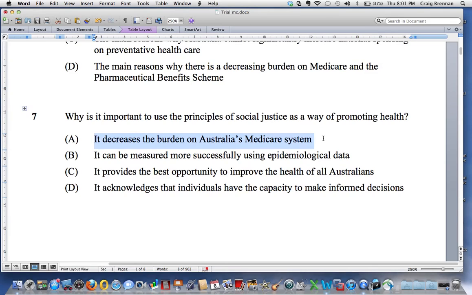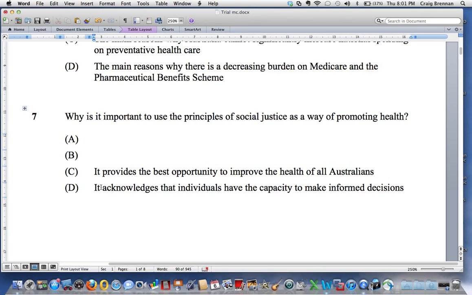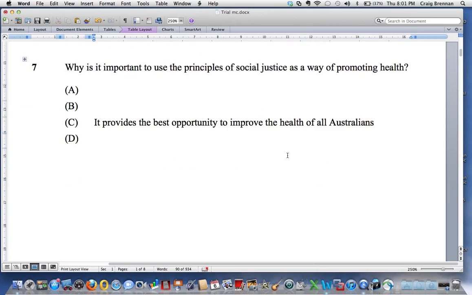It decreases the burden on Australia's Medicare system. That would be more if I was talking about private health insurance. So no. It can be measured more successfully using epidemiological data. It's got nothing to do with that, has it? So again, we take that out. It acknowledges that individuals have the capacity to make informed decisions. How that relates to social justice principles, I'm not sure. It provides the best opportunity to improve the health of all Australians. All Australians is social justice. So the most correct answer for number 7 is C.